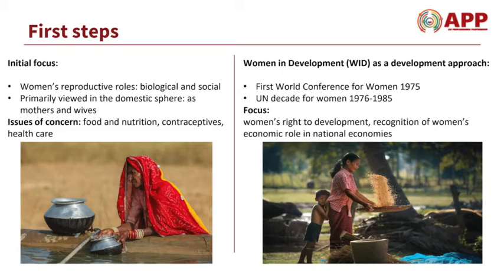Women were primarily viewed in the domestic sphere as mothers and wives, and the main issues considered were food and nutrition, contraceptives, and healthcare. Women's roles in the economic sphere were brought to attention at the First World Conference for Women in 1975, followed by the UN Decade for Women in 1976 to 1985. The Women in Development approach called for women's rights to development and recognition of women's economic role in national economies.